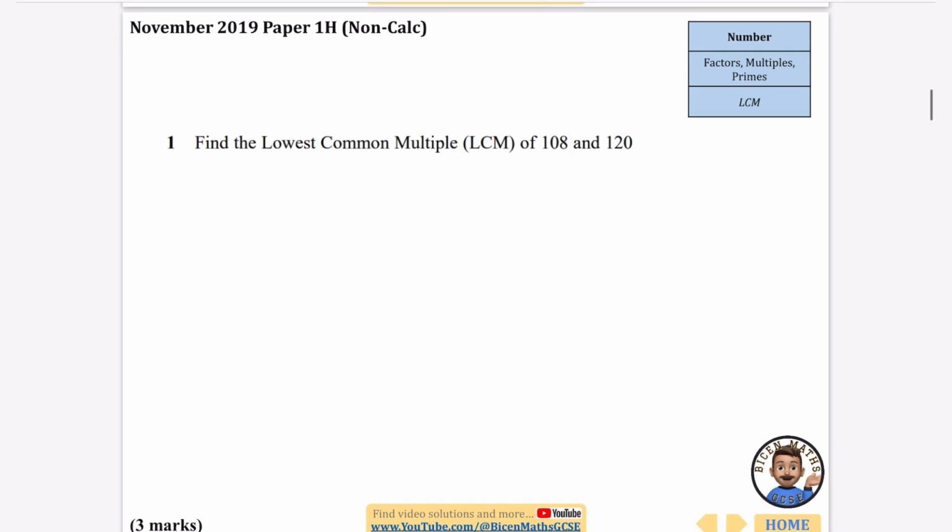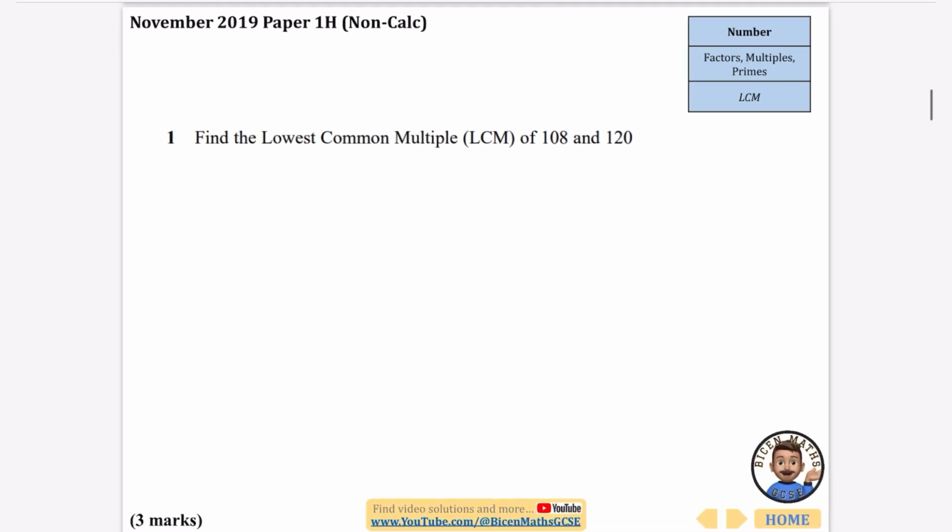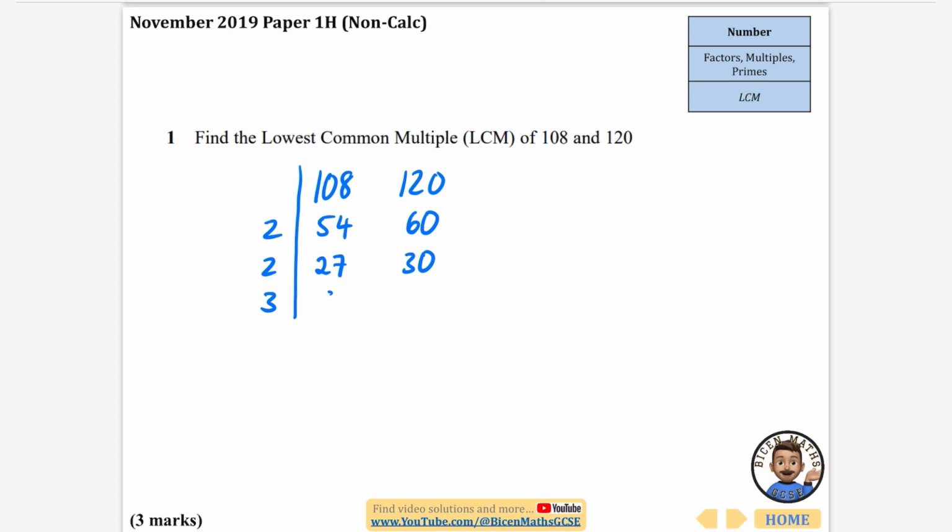Okay, another non-calculator one. They want us to do the lowest common multiple of 108 and 120. I'm going to do my table method. It's my preferred one. So I'm going to half both of them just to see if I can make it easier to spot. Half of 108 is 54, and half of 120 is 60. I think I can half them again. Half of 54, that's 27, and half of 60 is 30. Now they're definitely in the 3 times table. 27 divided by 3 is 9, and 30 divided by 3 is 10. Now 9 and 10 have got nothing in common, so I can't do any more for this table.